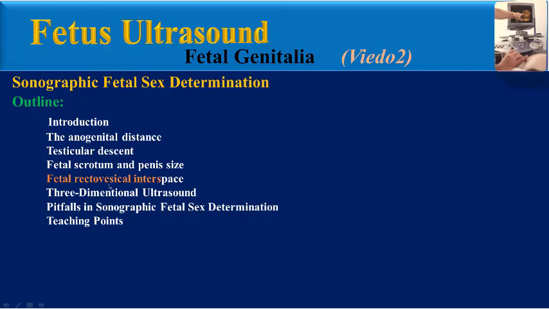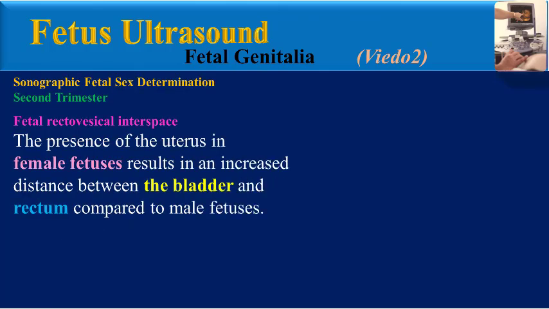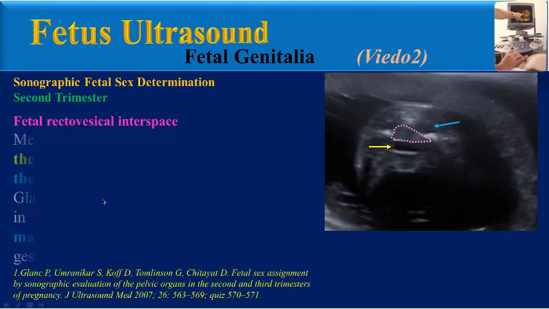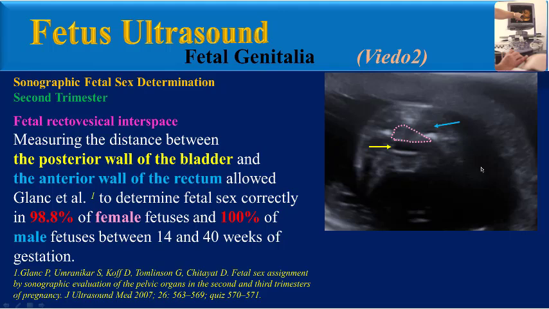Fetal retrovesical interspace. The presence of the uterus in female fetuses results in an increased distance between the bladder and rectum compared to male fetuses. This study showed that measuring the distance between the posterior wall of the bladder and the anterior wall of the rectum allowed us to determine fetal sex correctly in about 99% of female fetuses and about 100% of male fetuses between 13 and 40 weeks of gestation.